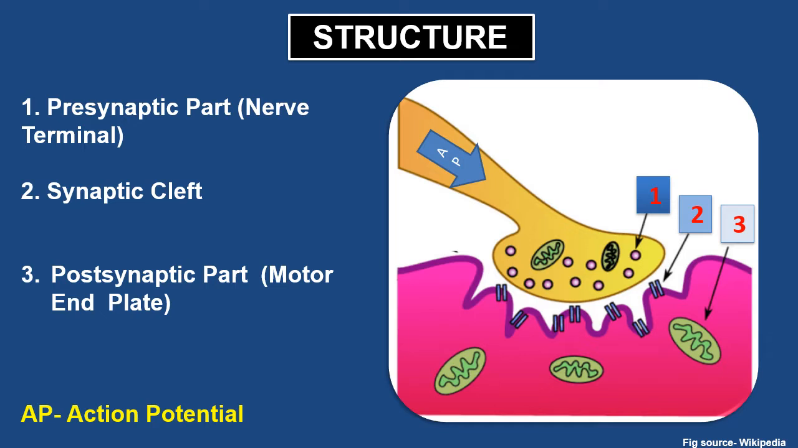The neuromuscular junction is formed of mainly three components. The first one is the presynaptic part. It is the nerve fiber terminal which arrives at the skeletal muscle. The second is the synaptic cleft. It is the gap between the nerve fiber and the muscle fiber membrane. And the third one is the postsynaptic part, which is actually the muscle plasma membrane.